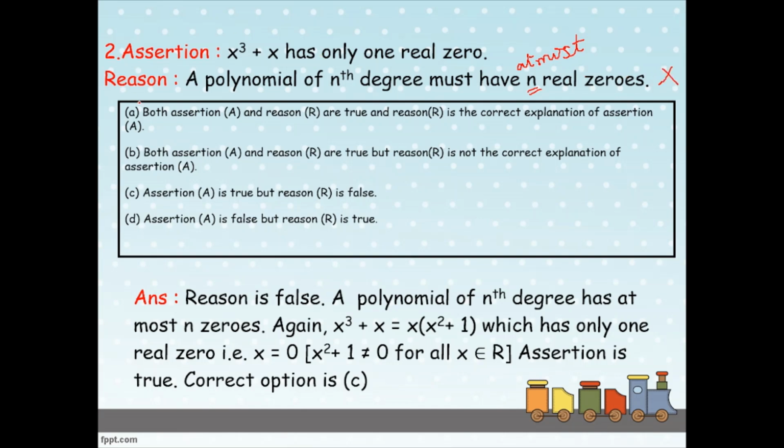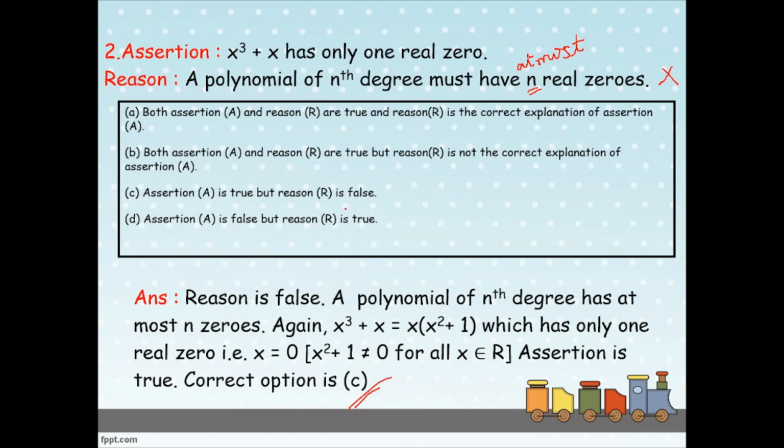Once the reason is false, go for option C. So the correct option is C. Even though if you want, you can check the assertion. Both the assertion and the reason are false, but there is no such option in our answers. So no need to check. But I'm telling here the reason for this.